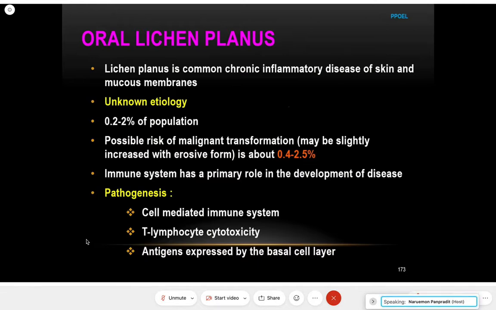The etiology is still unknown, which is very important. If the patient asks what the cause is, we cannot say, because it is of unknown etiology. The risk of malignant transformation is about 0.4 to 2.5%. For the mechanism, they say it's the cell-mediated immune system: many T lymphocytes come together and try to destroy the epithelium. But why they destroy the epithelium, they still don't know.